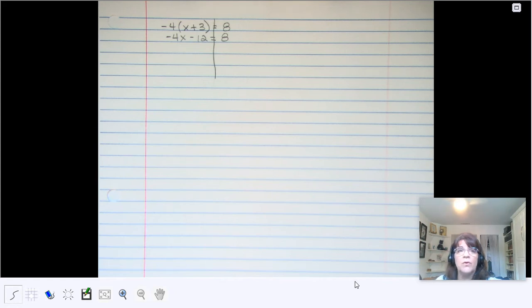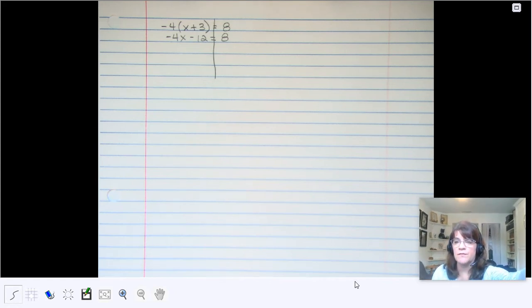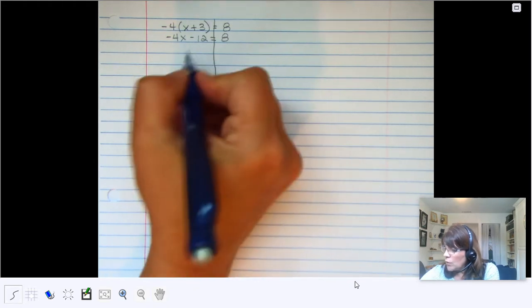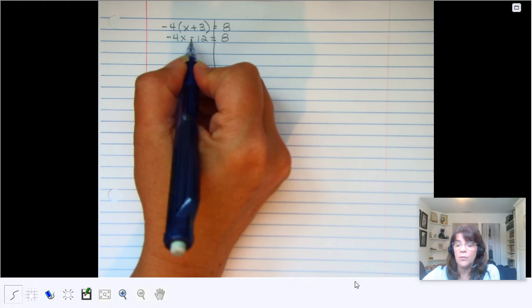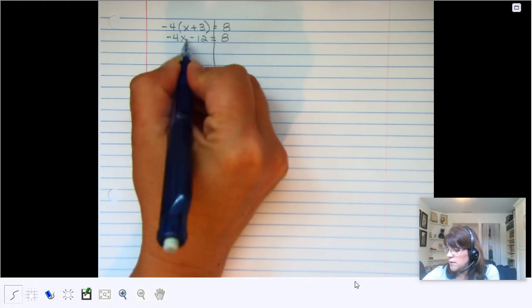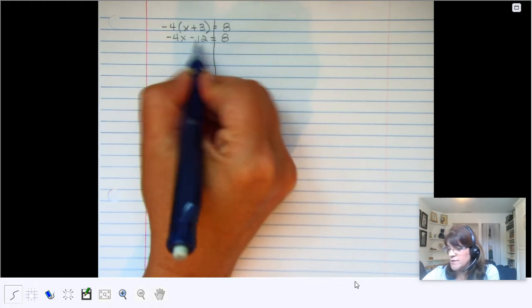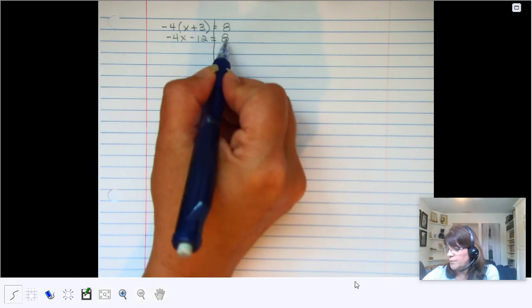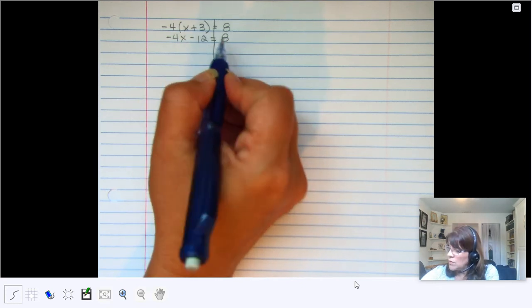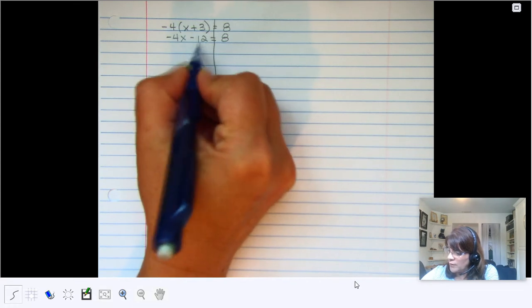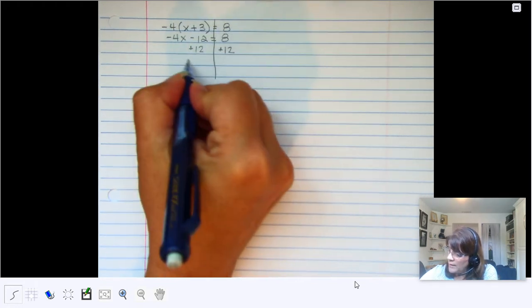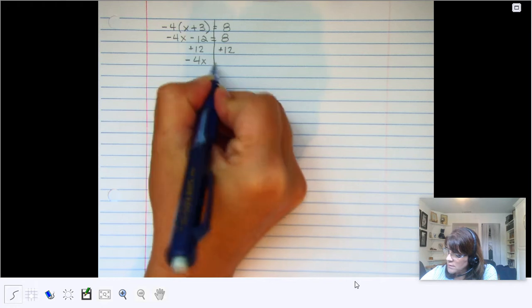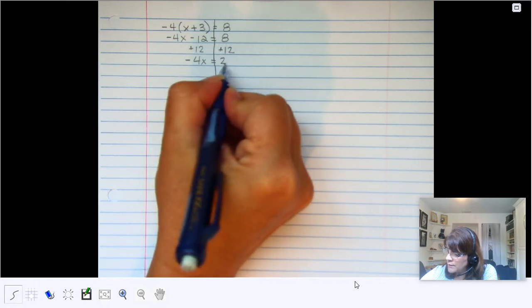In order to solve the two-step equation, shift this a little, I'm going to move farthest away from x and move inward so we can isolate x. Well, this 12 does not need to be here. It's a constant, and it could be added to this. So the opposite of negative 12 is positive 12. So I'm going to add 12 to both sides. Now I have negative 4x equals 20.